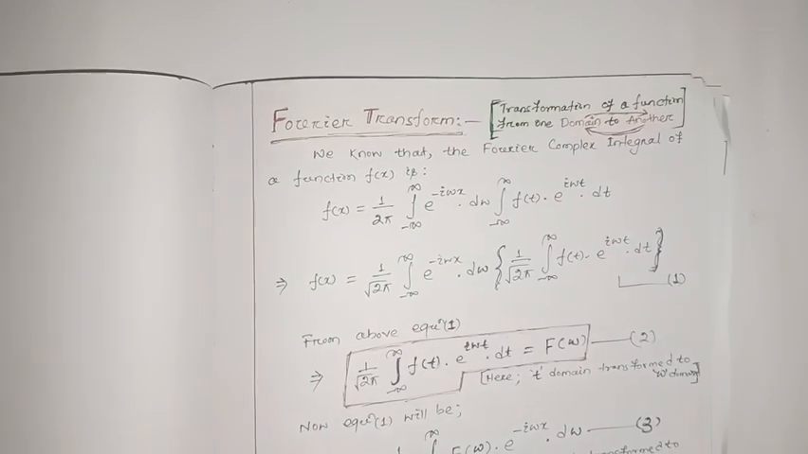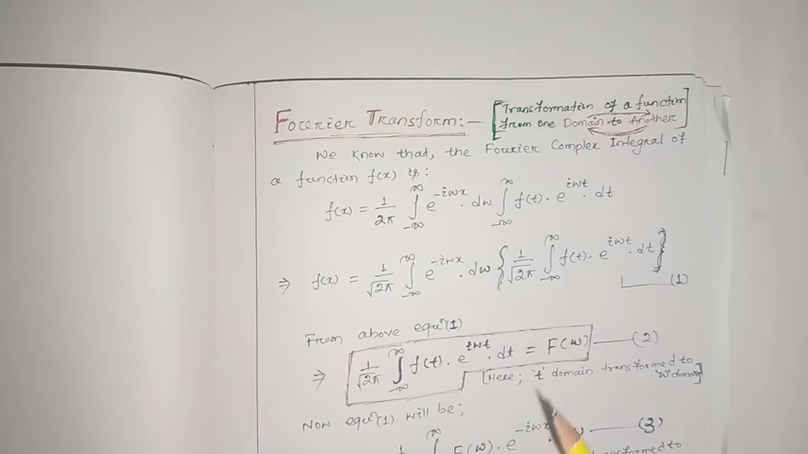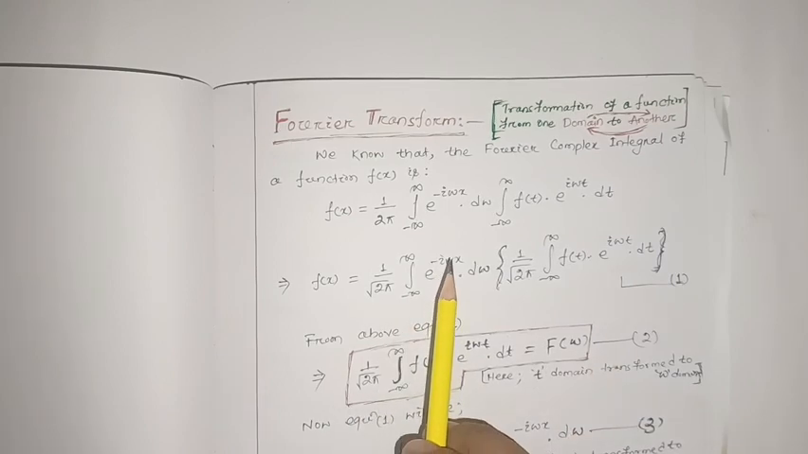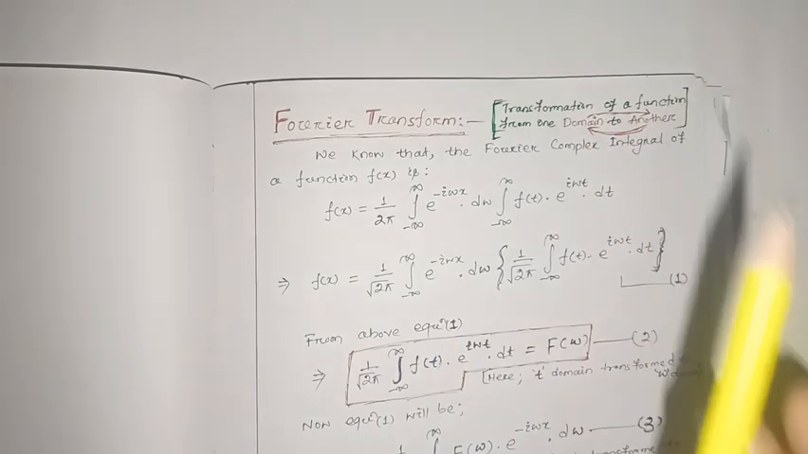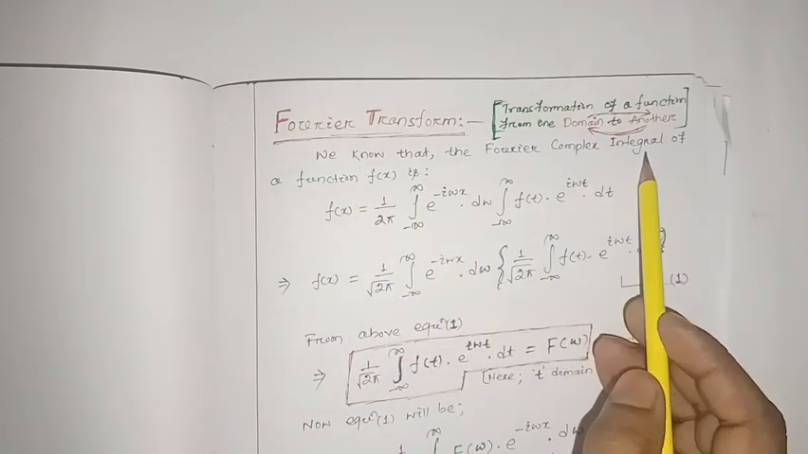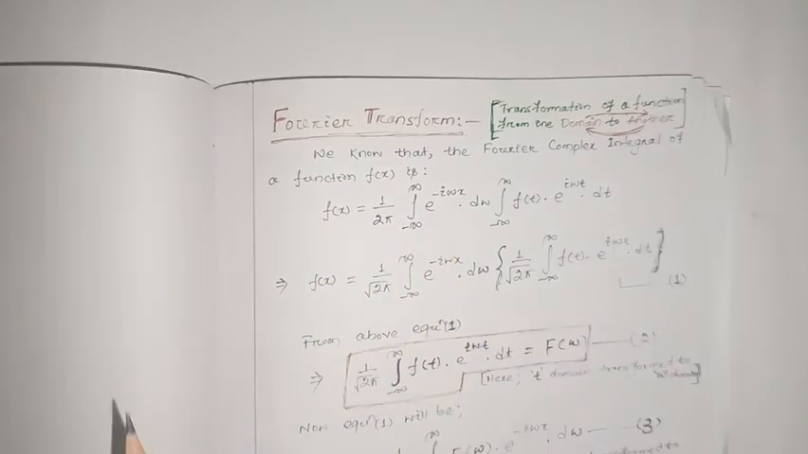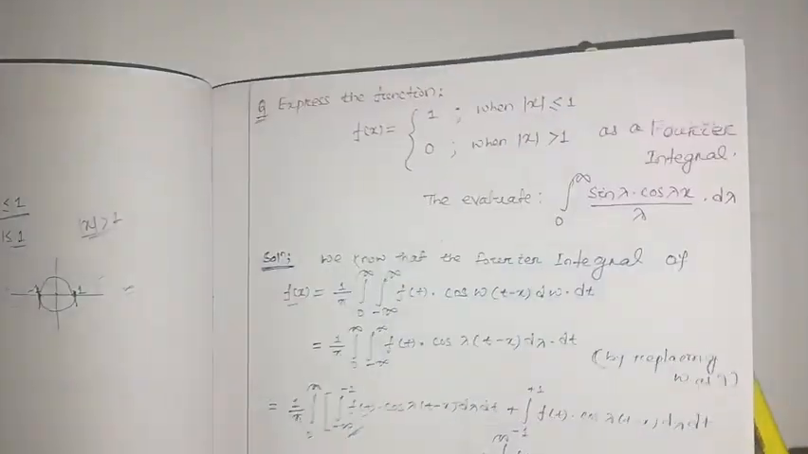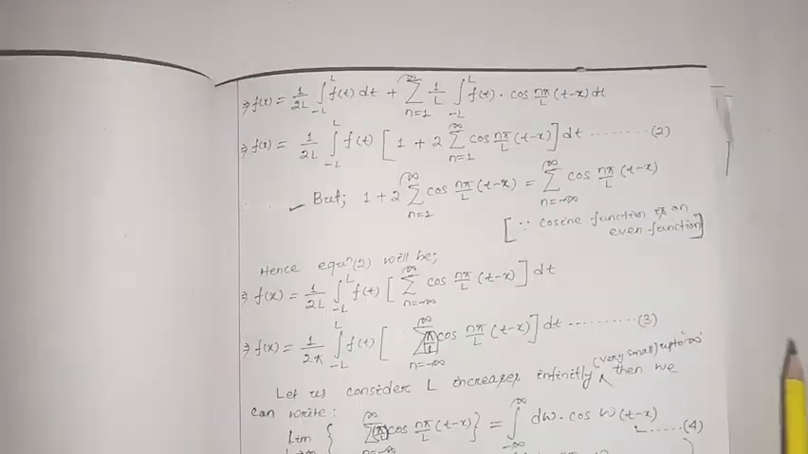Okay, what will be the expression of the Fourier transform of a function, or how are we going to transform a function which is in one domain to another domain? What will be its expression? For that, we consider the Fourier complex integral of a function f(x). This much we have already proved in our previous video. Just now I showed you that one. You can watch that video.